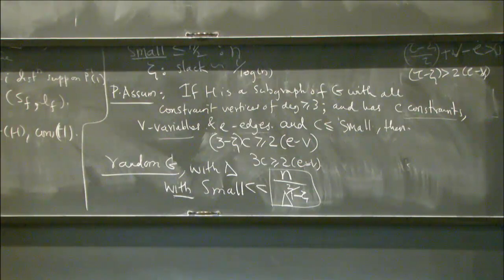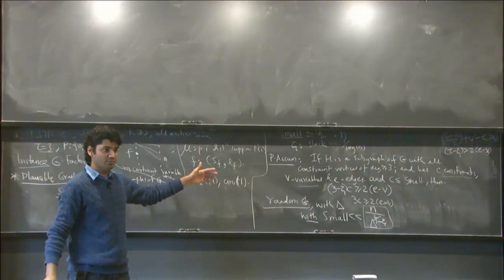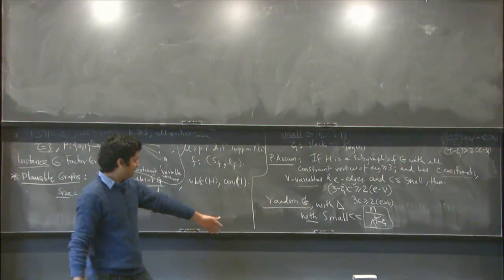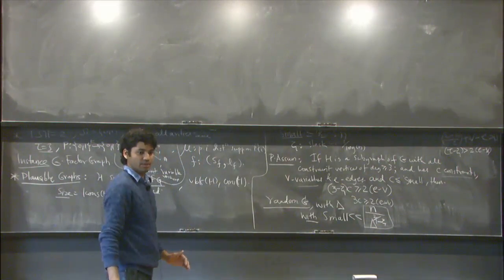Okay, so this is the kind of instance I'm looking at, a plausible instance, which means that every subgraph that appears has a constraint degree of every constraint vertex in it at least 3, and will have to satisfy this property which says that it doesn't have too many edges.